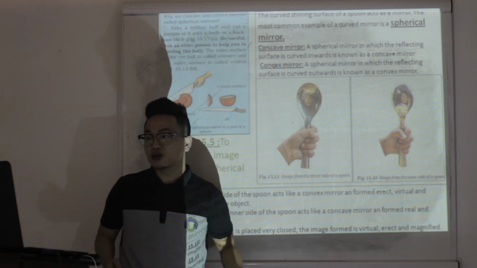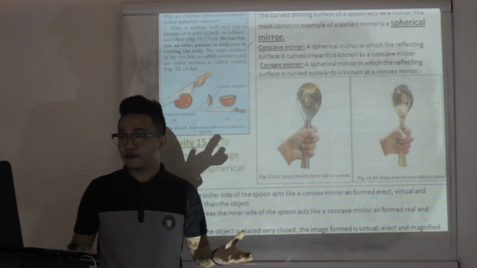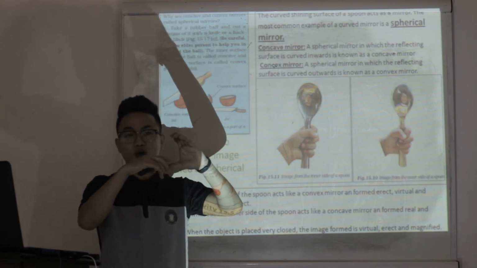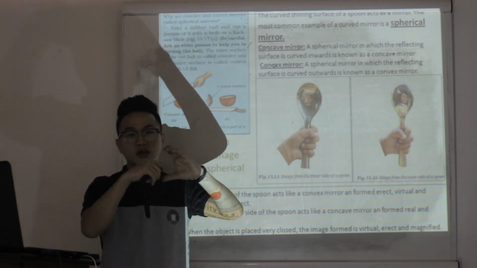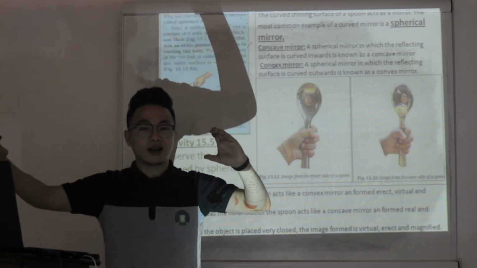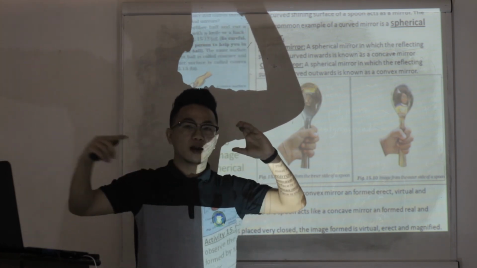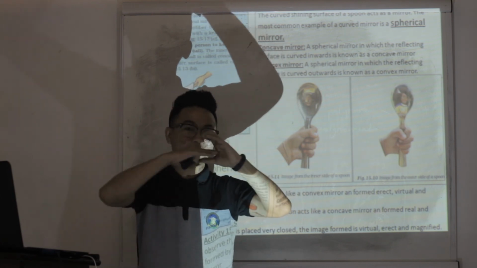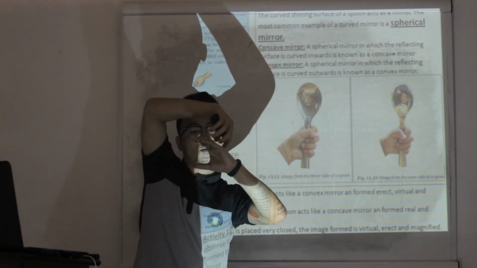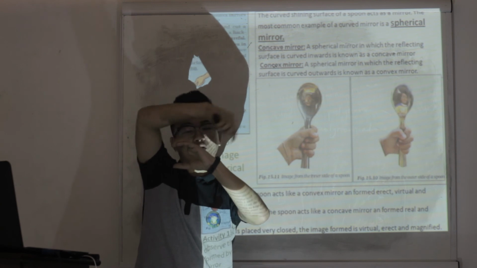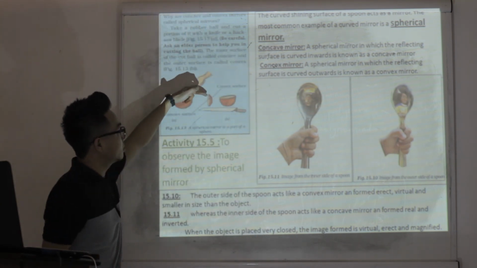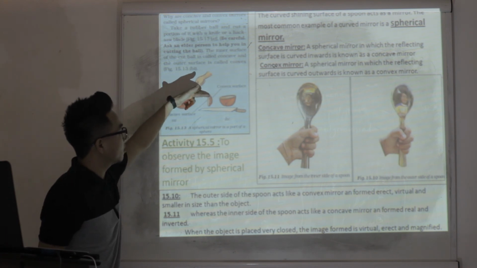A spherical mirror in which the reflecting surface is curved inward is known as the concave mirror. Like that, those are known as the concave mirror. Those are known as the convex mirror. Do you get it? And you can see here this example. Those are the convex surface and the concave surface.